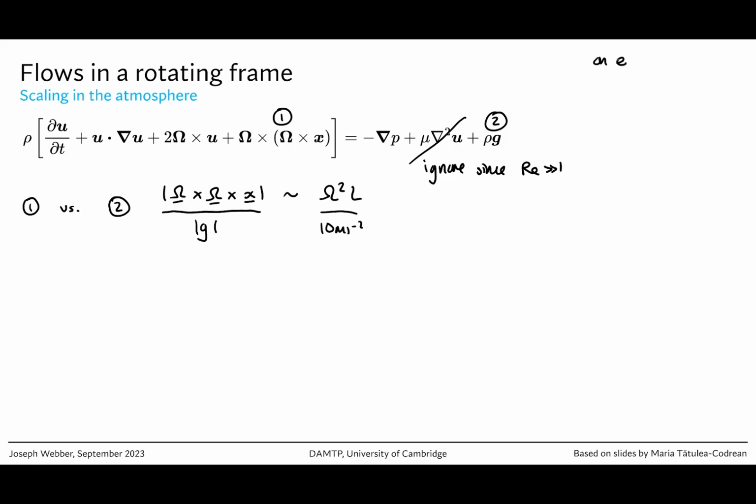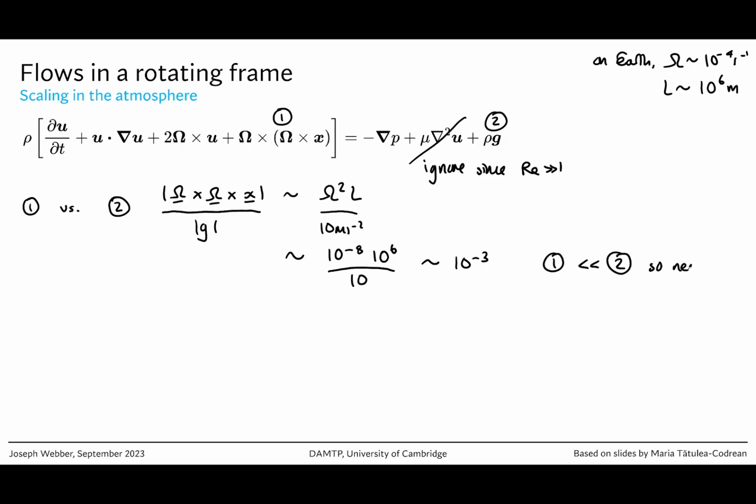Now, on Earth, omega is about 10 to the minus 4 seconds to the minus 1. This is 2 pi divided by 1 day. And length scales, well, the radius of the Earth is about 6,400 kilometers. So we'll say 10 to the 6 meters, i.e. thousands of kilometers. So omega squared L, in this case, goes like 10 to the minus 8 times 10 to the 6 over 10, i.e. approximately 10 to the minus 3. So 1 is much, much less than 2. So neglect centrifugal.